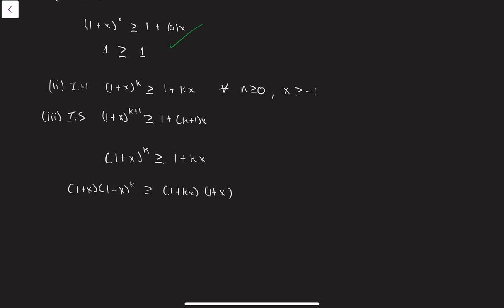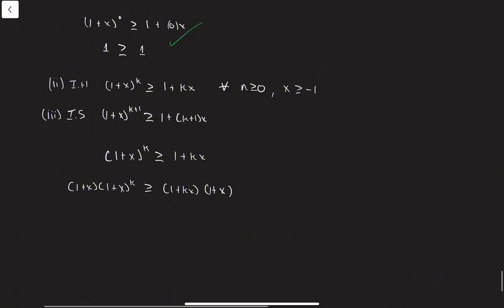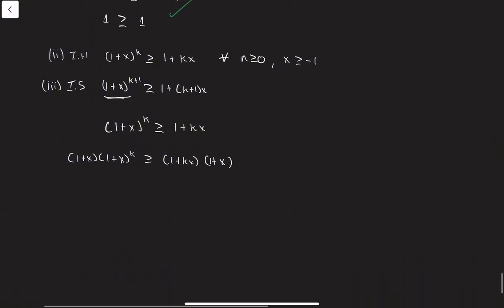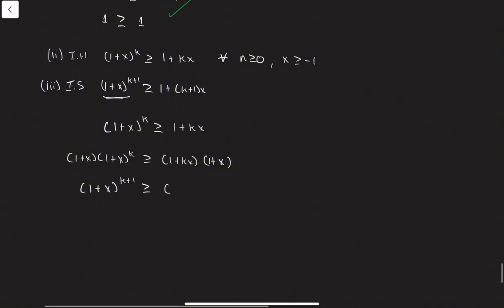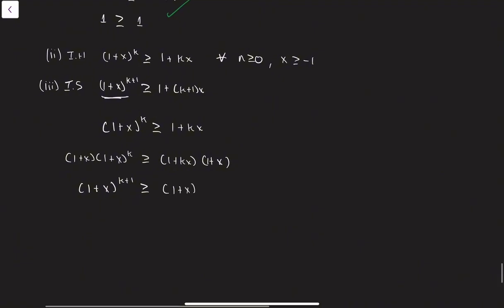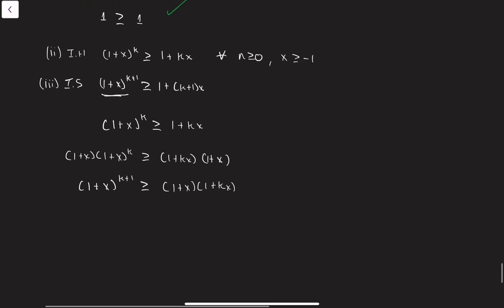(1 + x). And the reason why we did that is just so that we can write the left-hand side similar to the induction step. So when we do that, we'll be left with (1 + x)^(k+1), and that'll be greater than or equal to what we have on this right-hand side, and that is (1 + x)(1 + kx). I just switched the sides of our two bracket statements on the right-hand side.